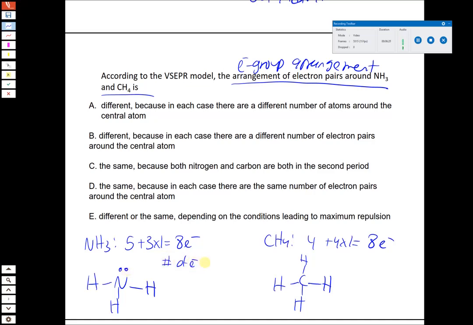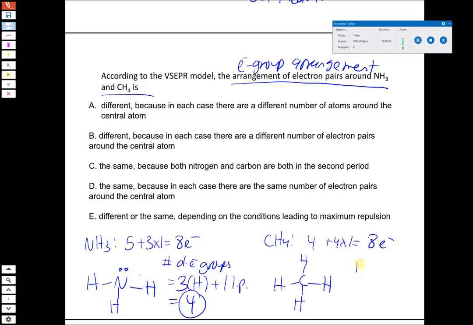Now, if we look at the total number of electron groups on each of these, for NH3, the number of electron groups, we have 3 bonds to hydrogen, then we have 1 lone pair. So we have a total of 4 electron groups. All right. So again, it's 3 hydrogens that are bonded to the central atom, 1 non-bonding electron pair. That counts as 1 electron group. So that's a total of 4.